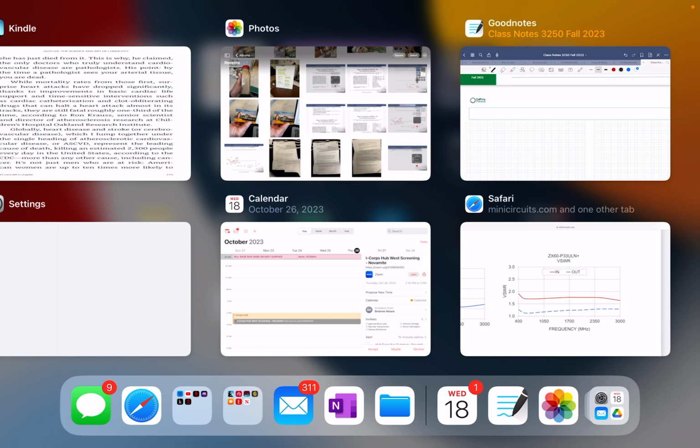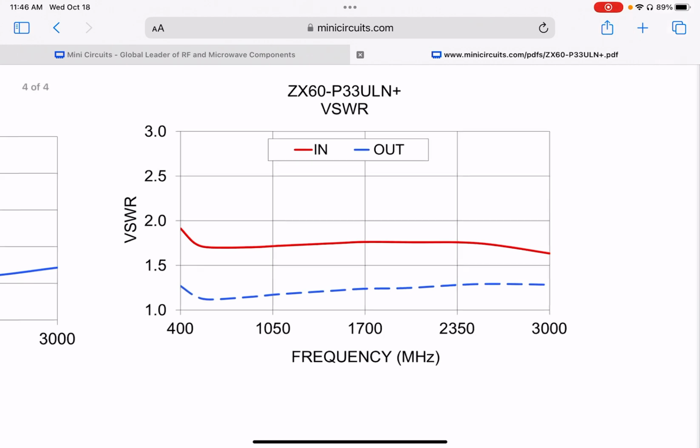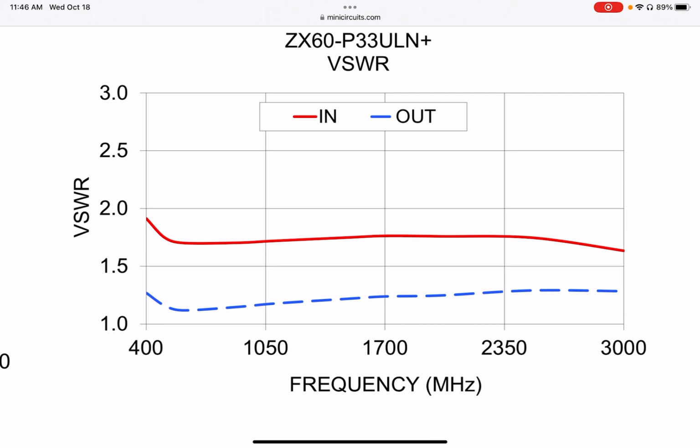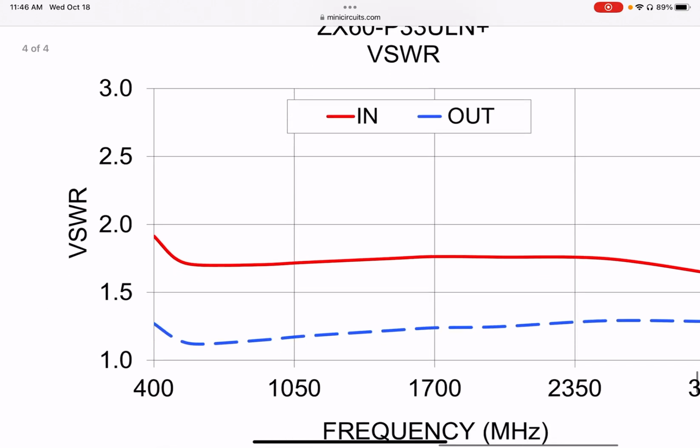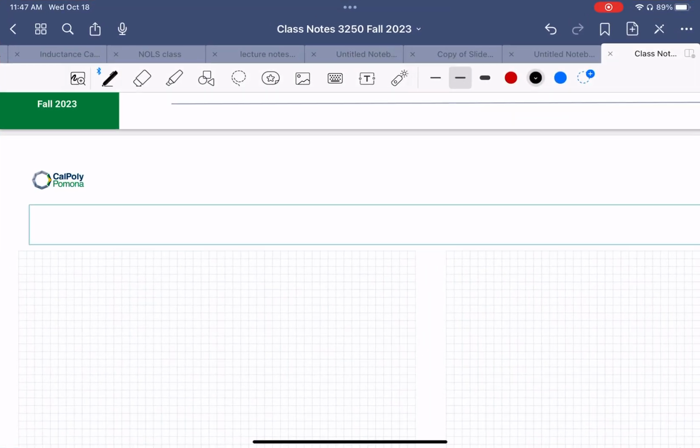This is something that, as I showed you, the RF manufacturers also give you. Here we go. You can see how we've plotted voltage standing wave ratio versus frequency for the input. The red is the input, and it's saying how well matched you are to 50 ohms. If you remember, it was like 1.8, 1.9, so it's not 50 ohms exactly. So you get what the values are.